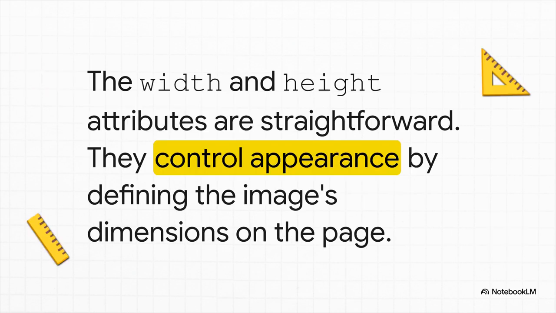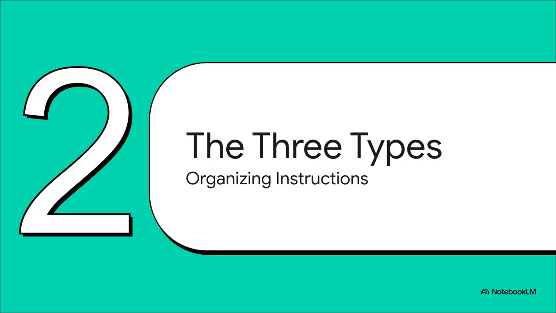And finally, we have width and height. These are pretty straightforward, right? They just control how it looks. They tell the browser exactly how big the image should be on the page. See? Each attribute just adds another specific, vital instruction to the pile. Okay, so now that we've seen what an attribute is made of, let's get organized. You might think there are tons of these things, but really, they all fall neatly into just three main categories.